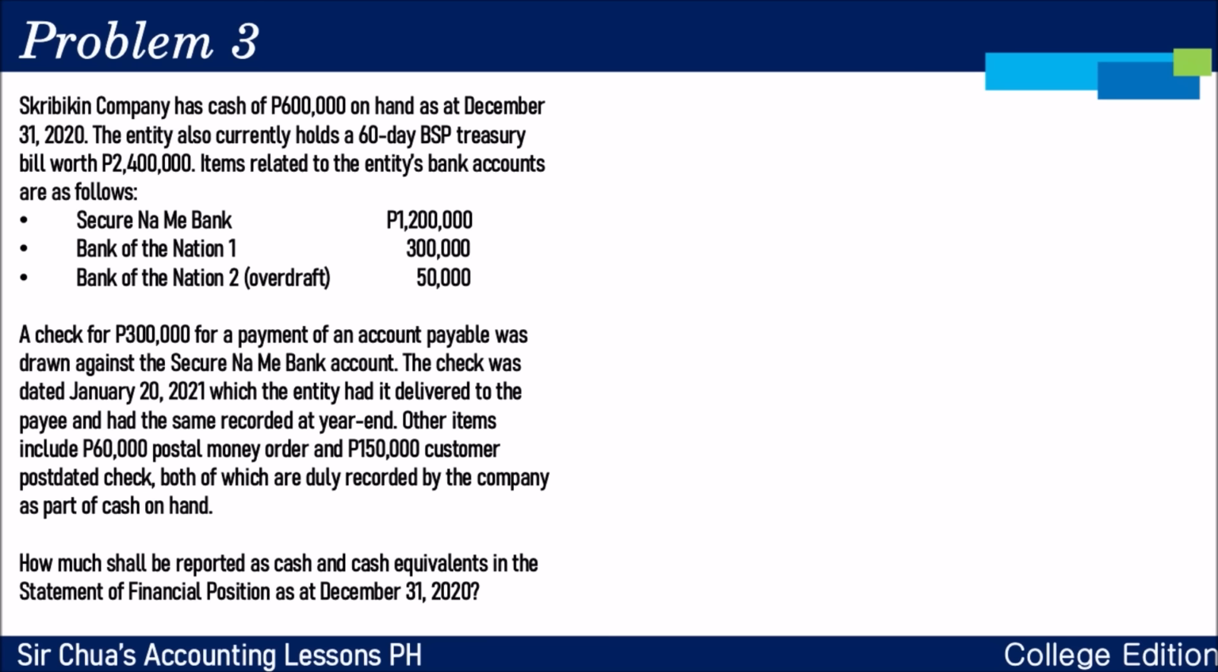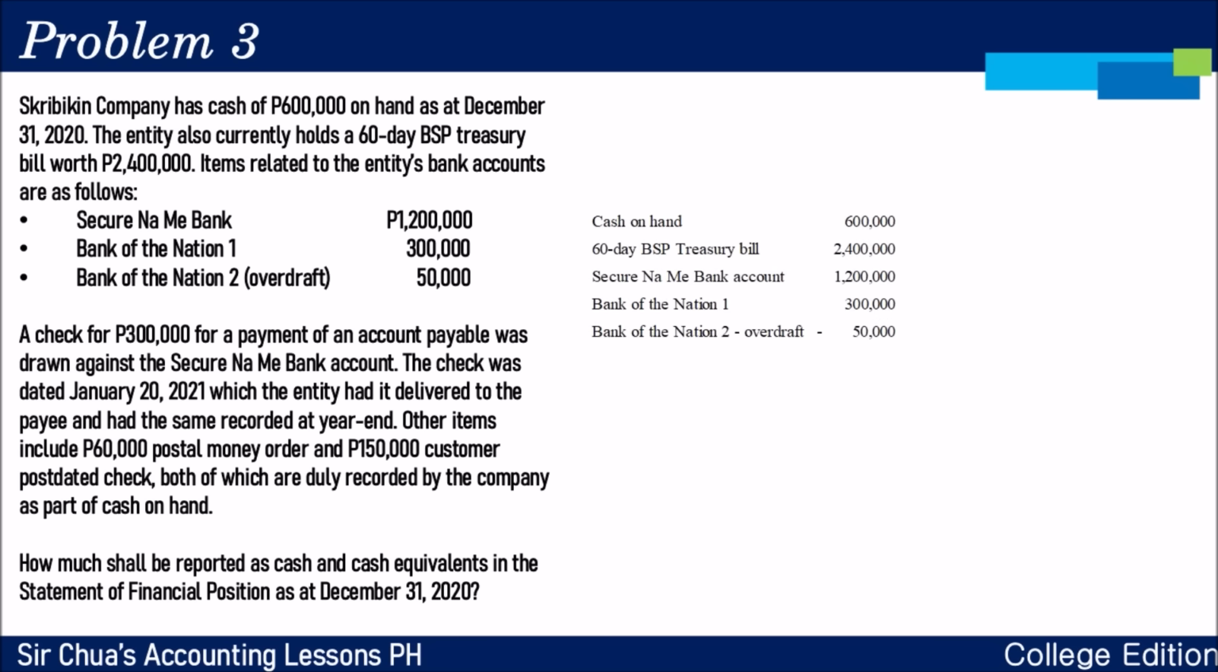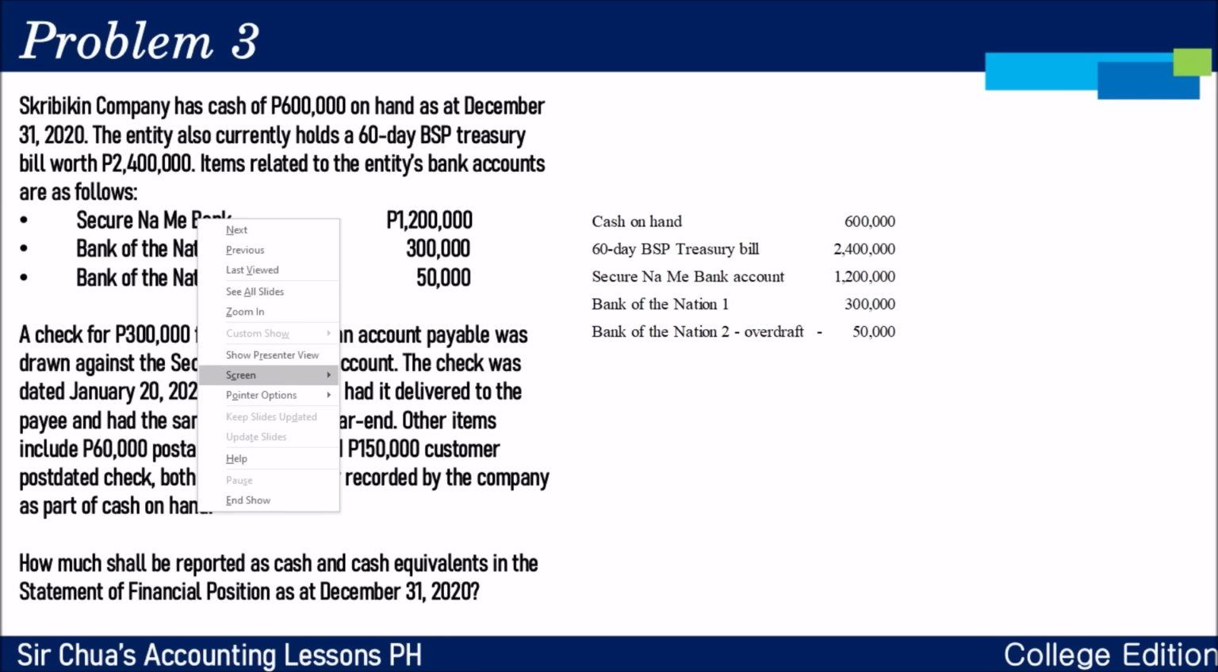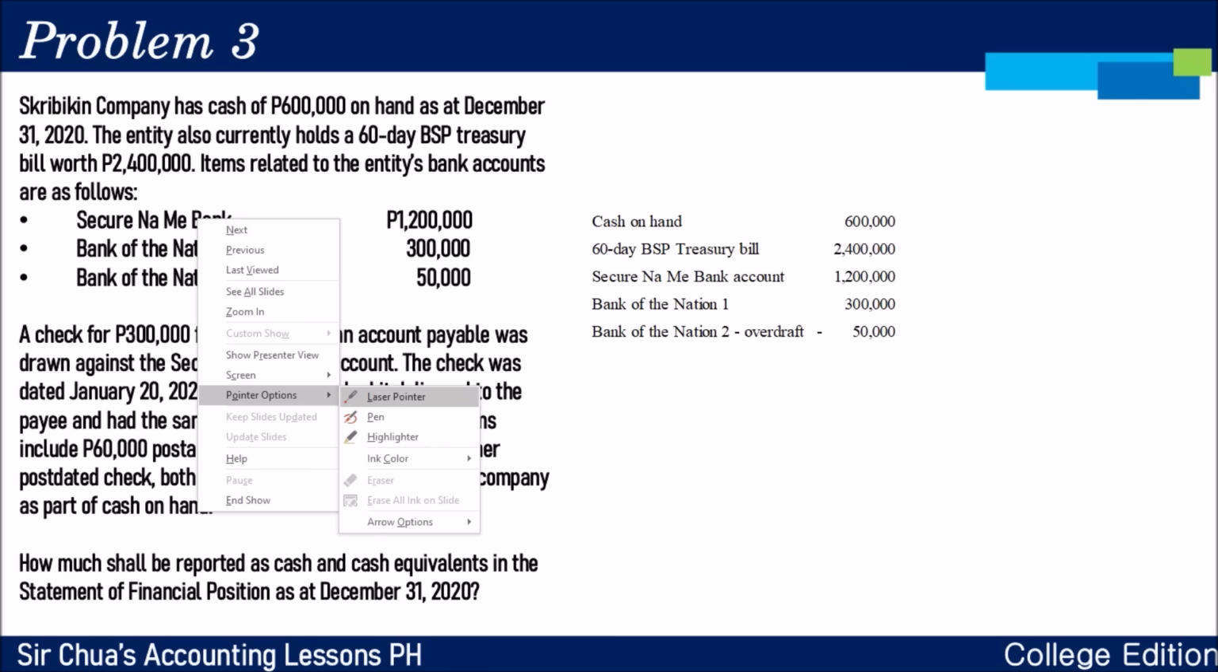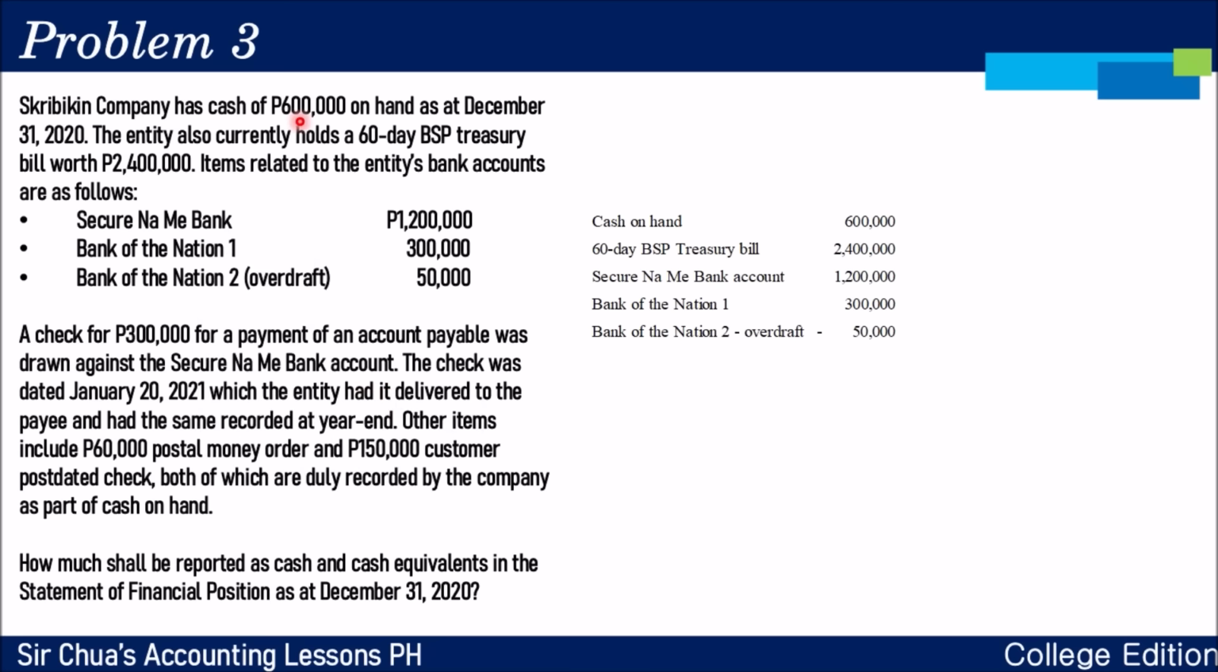Oops, nawala. Ulit. Nawala. Isa pa. Awesome. Okay, so our cash on hand is 600,000. I'll use a laser pointer. Okay, so the 600,000 cash, you report that as cash on hand. It's included, right?